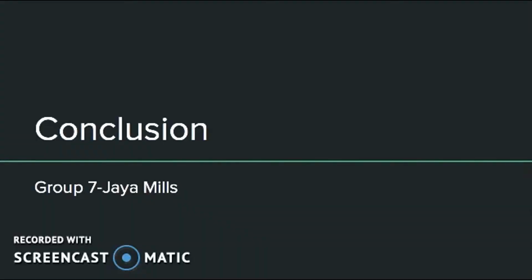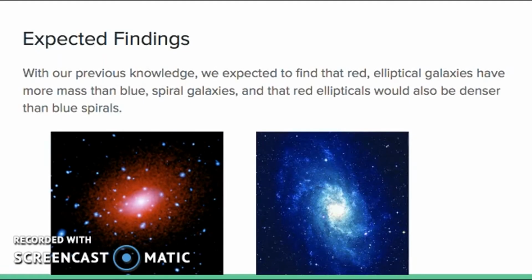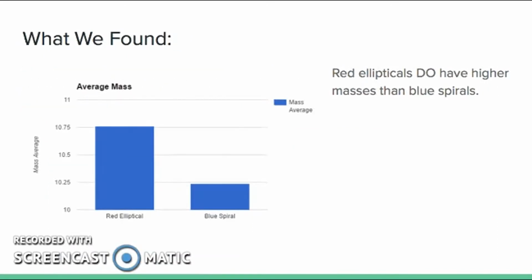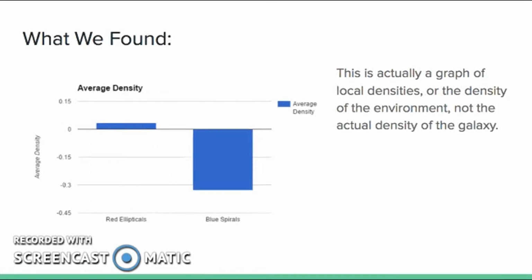In conclusion, with our previous knowledge, we expected to find that red elliptical galaxies have more mass than blue spiral galaxies, and that red ellipticals would also be denser than blue spirals. What we found is that red ellipticals do have higher masses than blue spirals. However, the density data that we used was actually the local density, which is the density of the environment. Therefore, we cannot actually use this data to claim that red ellipticals are denser. We assumed that these density values pertain to the galaxies, which has kept us from making any conclusions based on the densities of the galaxies.